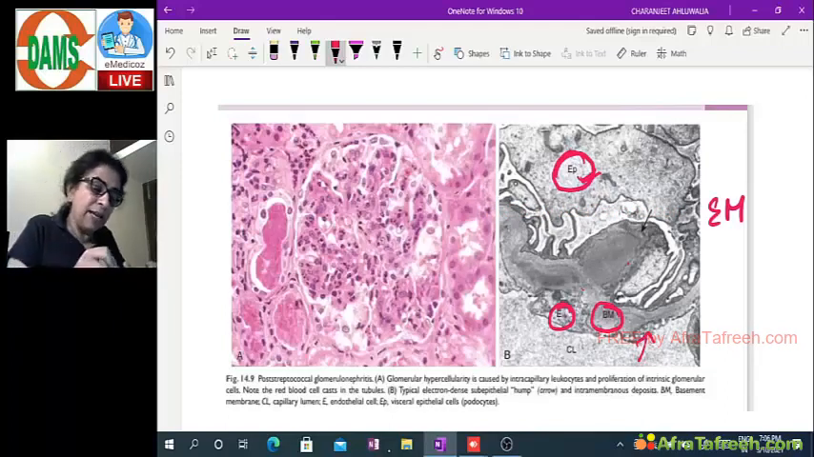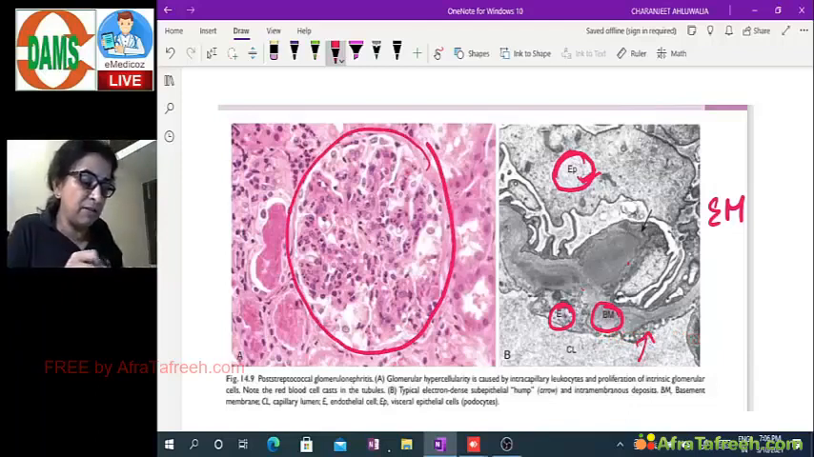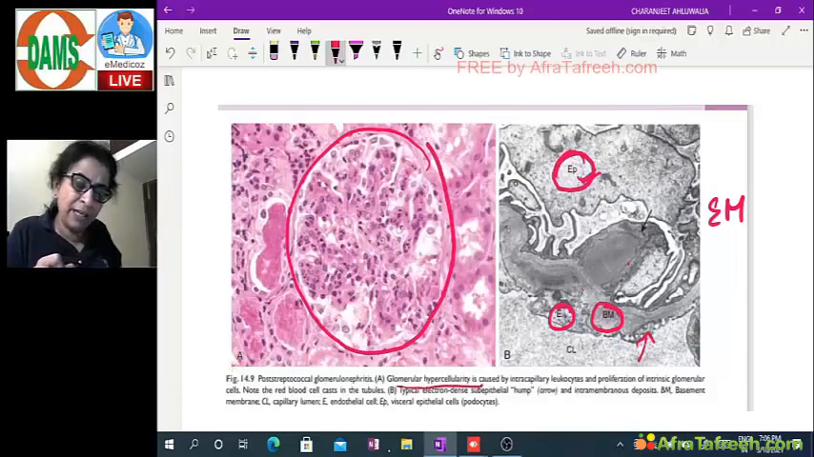So the deposit is subepithelial in location here. This is a deposit, and I'll be showing you a normal glomerulus also just now. This is a glomerular capillary tuft. This glomerulus is very cellular. So this is post-streptococcal glomerular hypercellularity, because of leukocytes and proliferation of cells.